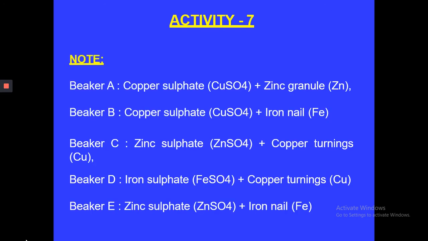Some other examples: if we take copper sulfate and zinc granules, when copper sulfate reacts with zinc granules, zinc sulfate and copper will form. When copper sulfate reacts with an iron nail, iron sulfate and copper will form. Zinc sulfate will not react with copper, and iron sulfate will not react with copper. Similarly, zinc sulfate will not react with iron nails. But in all these reactions, hydrogen gas will form.